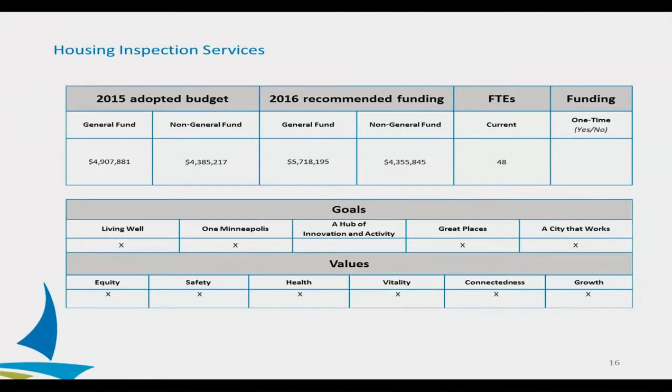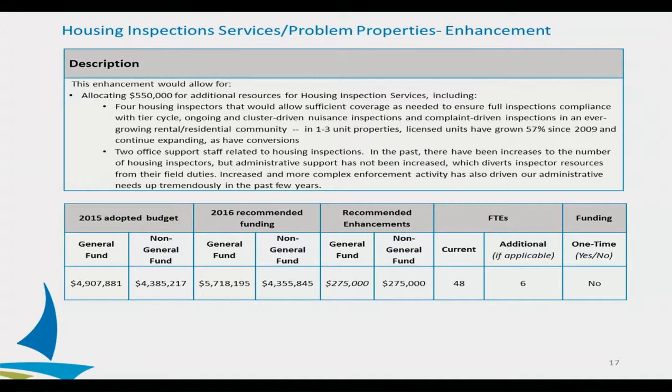This is where our largest enhancement request is located, and that is for $550,000 for additional resources for staff. And that's 4 housing inspectors and 2 additional office support staff. We last year did not make a request for staff in this division. We did a study of what was needed, where resources were needed, and this request reflects that.